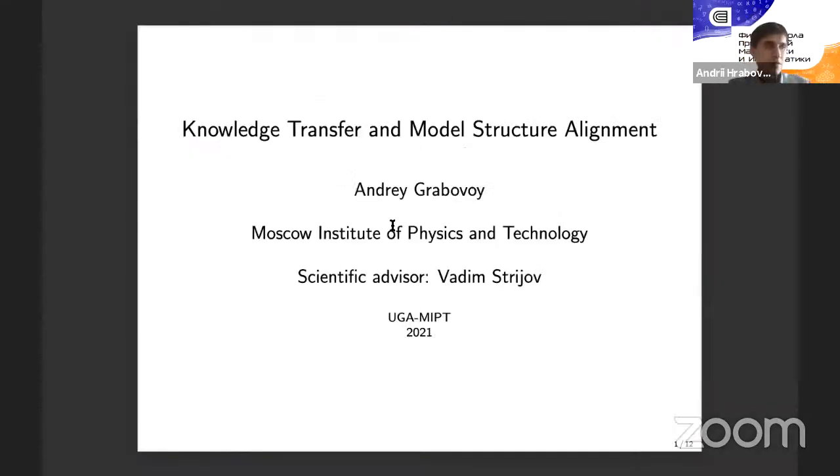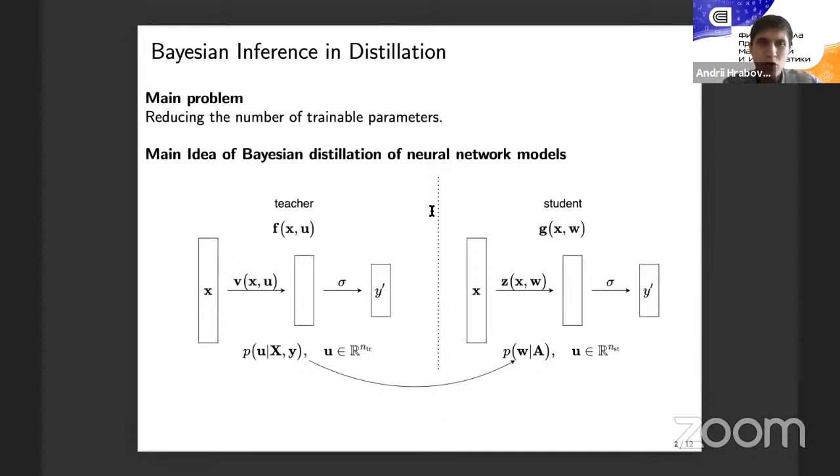Hello, everyone. My name is Andrii Hrabovyi. I'm a second year student of MIPT, and today I want to tell about knowledge transfer and model structure alignment. During this work, we researched the problem of reducing the number of parameters of a deep learning model by using a more complex model and its parameters. The complex model is called the teacher, and the reduced model is called the student. We consider the distillation problem, and we try to use Bayesian inference for solving it.